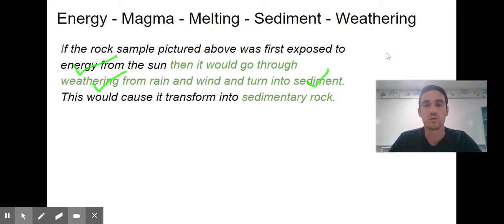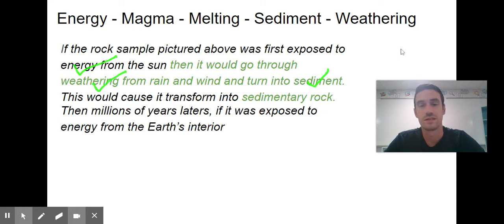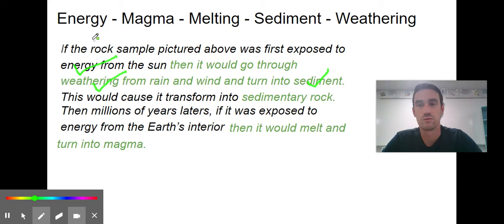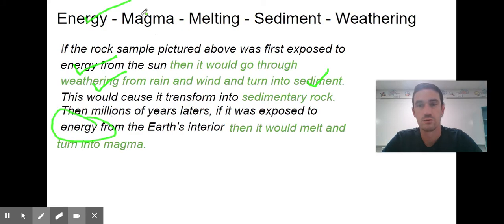My next part is what would happen if millions of years later it was exposed to energy from the Earth's interior. So my sentence stem reads, then millions of years later, if it was exposed to energy from the Earth's interior, then it would melt and turn into magma. Once again, I'm going to check off the words that I've used. I've used energy again down here. I've used magma right here. I've used melt or melting right here.